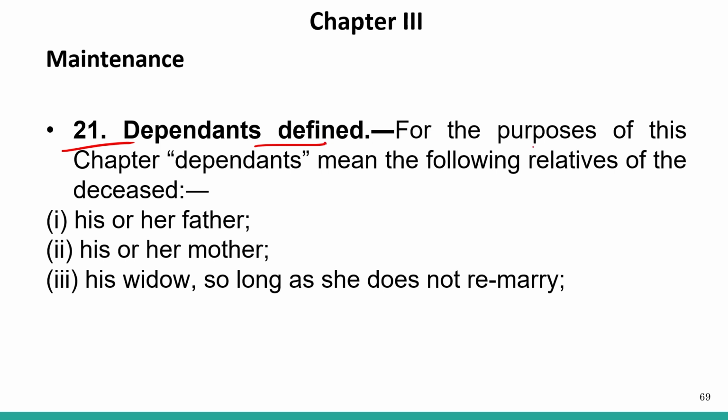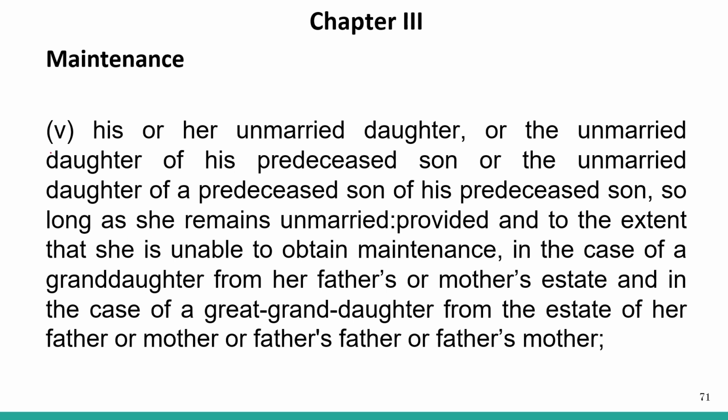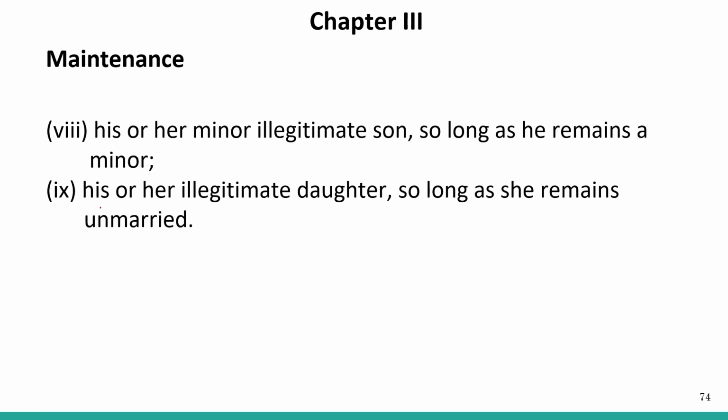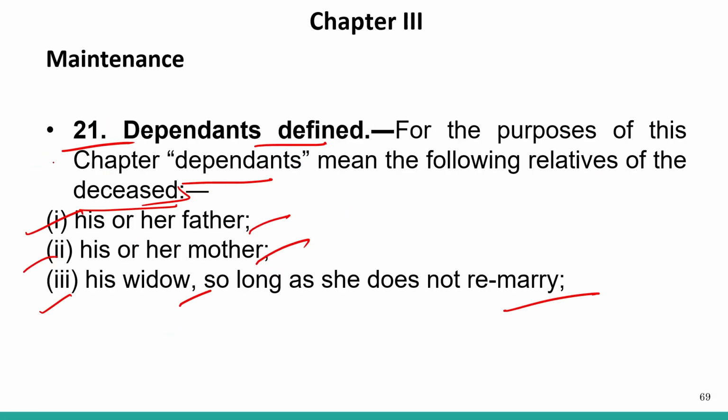Dependents defined. For the purpose of the chapter, dependents mean the following relatives of the deceased: his or her father, this is also a dependent, his or her mother, his widow, so long as they do not remarry. Okay, so these are dependents. His or her son or the predeceased son, all these come under the dependents. Okay, all these come under the definition of the dependent. So these are categorically mentioned, who all will be considered to be the dependents.